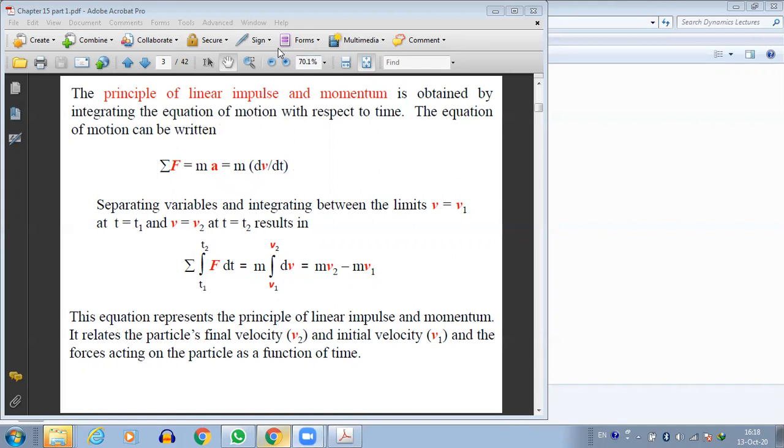Is this formula clear to everybody or not? Is there anything which is not clear in this formula? Yes, it's clear. Okay.